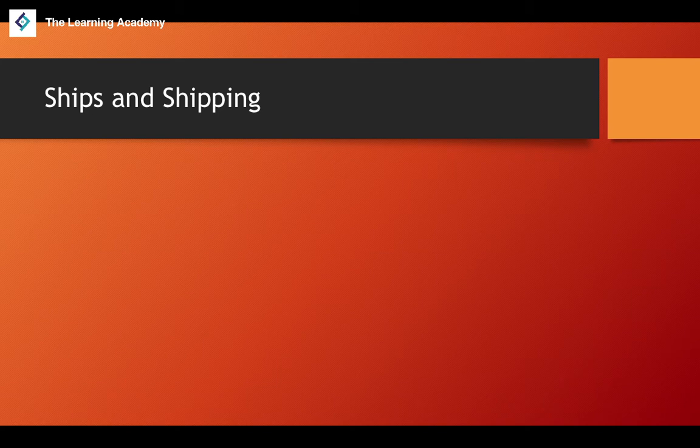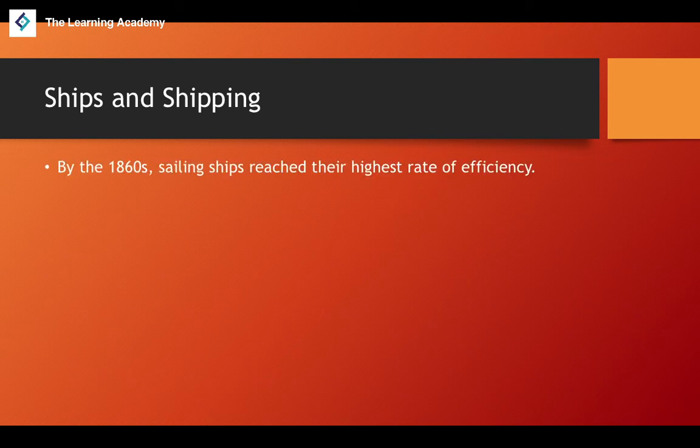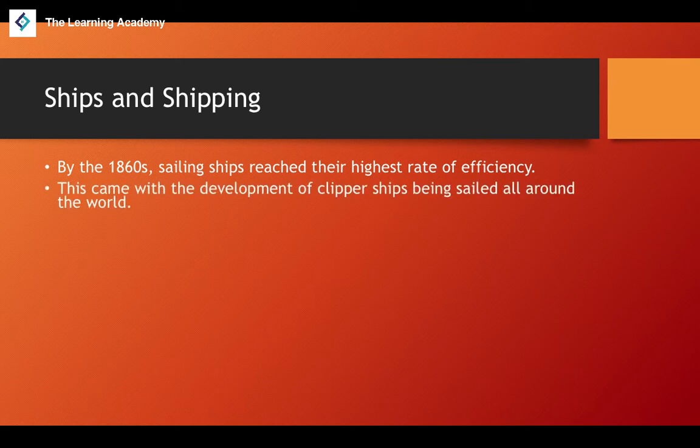Let's talk about the modes of transport and the ways in which trading would take place. And we're going to begin by looking at ships and shipping. So by the 1860s, sailing ships reached their highest rate of efficiency. This came with the development of what we call clipper ships, which would be sailing around the world. Okay, we see that in the early stages of shipping and the development of the empire, one of the biggest factors that hindered greater trading relations was the efficiency of the ships that were used to trade goods across the oceans. And so with greater efficiency, greater speed, and greater ability for these ships to operate across the world, the better the trading relations would be.